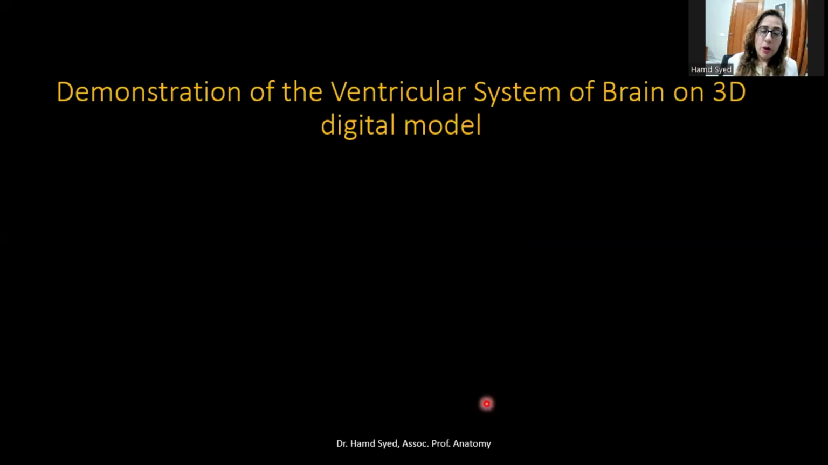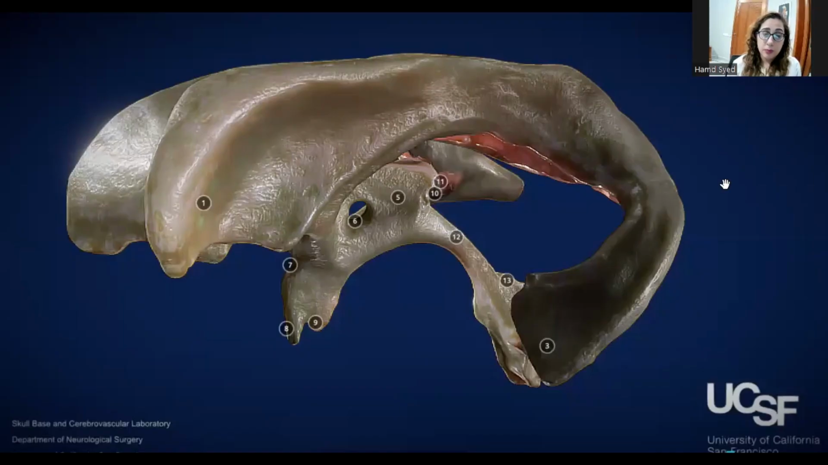So now that we have discussed the gross anatomy of the ventricles present in the brain, we are going to be looking at these ventricles in a three-dimensional digital model, so we can get a better concept of the layout and the anatomy of the ventricular system of the brain. Okay, so now we are looking at a three-dimensional digital model of the ventricular system of the brain.